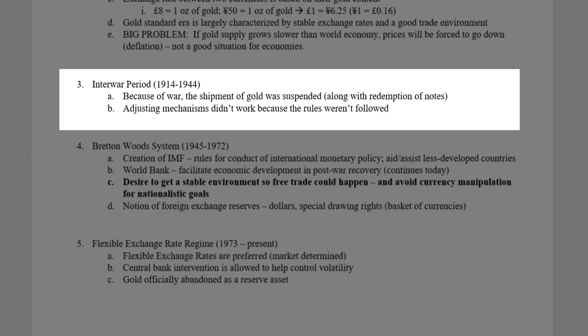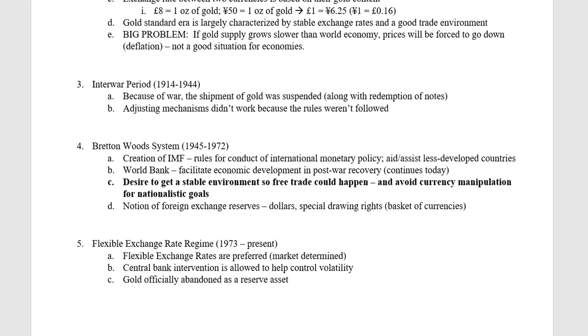Because of war, the shipment of gold was suspended, along with the redemption of notes. So we had this period where the adjustment mechanisms didn't work and the rules weren't followed, and we didn't have the stability that the gold standard brought for international trade. And you throw in the disruption of war, and we have this kind of interlull.